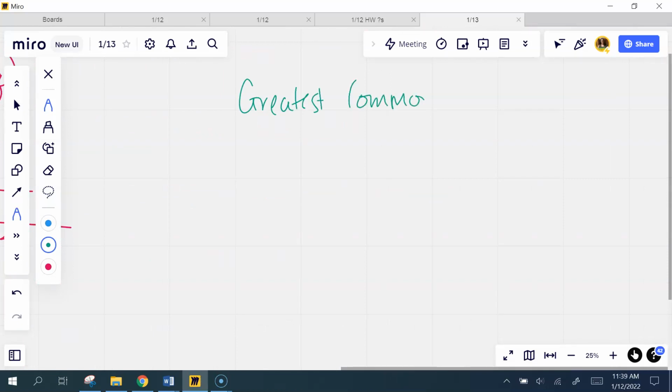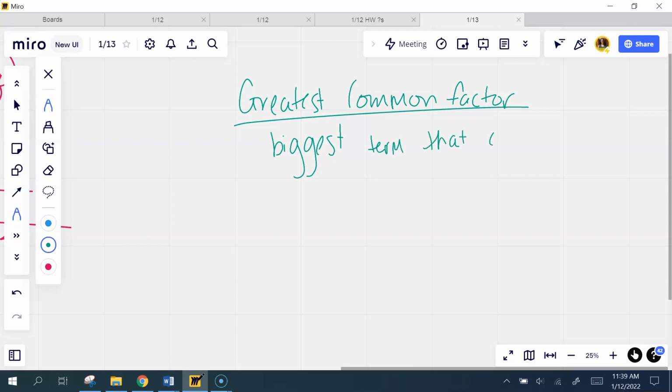What does it mean to be a greatest common factor? So greatest common factor means that it's the biggest number, or biggest, I don't even want to say number because it could include a variable. Let's say the biggest term, maybe, that goes into every term evenly.